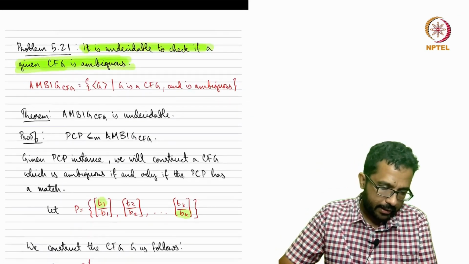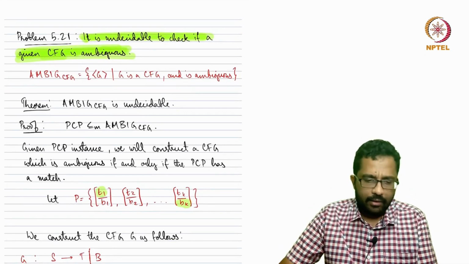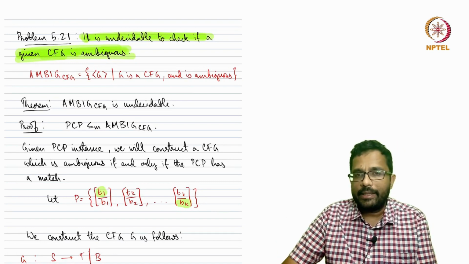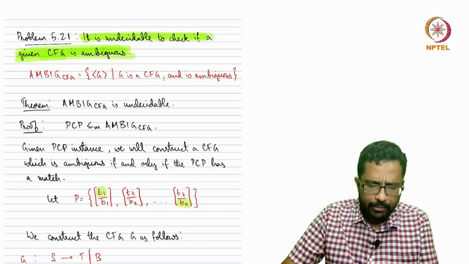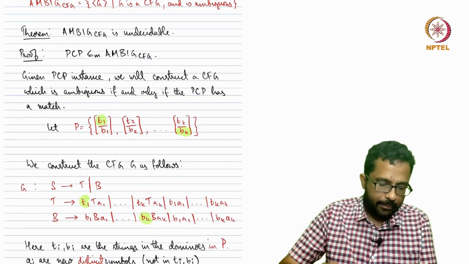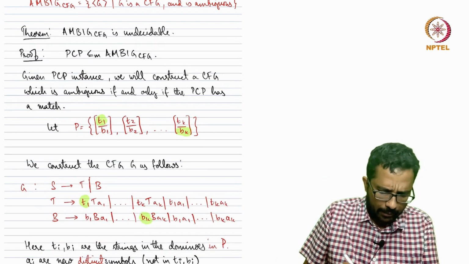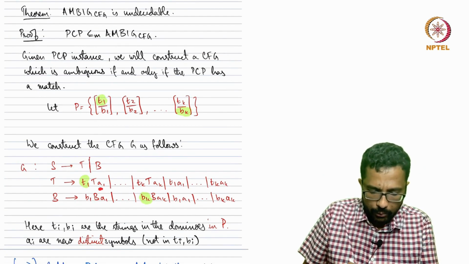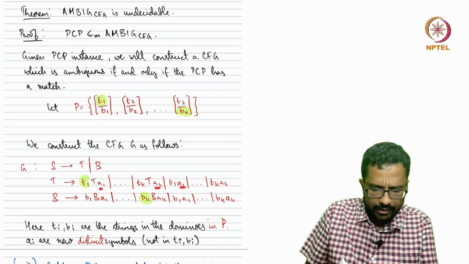So that is what I wanted to share in lecture 44. Given a context free grammar, it is undecidable to determine whether it is ambiguous, and it's by a straightforward reduction from PCP. So given a PCP instance, we create a grammar. The grammar is very easy to construct, right?